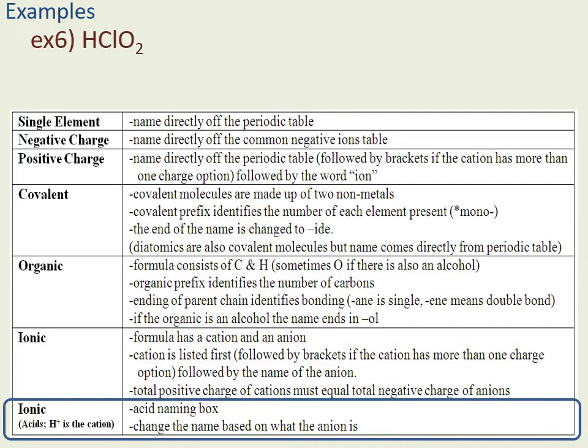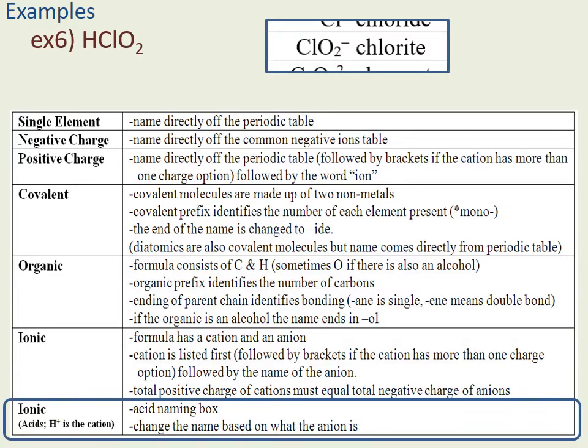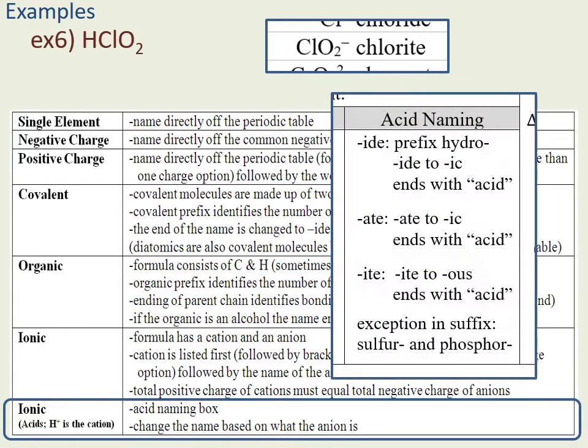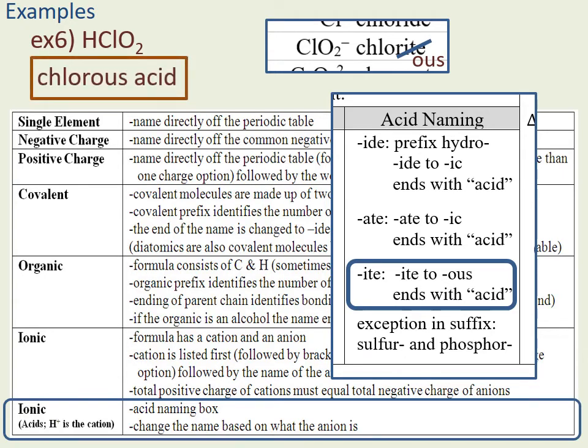H plus mixed with, and I look on my negative list on my data table, I find ClO2 minus, which is chlorite. So I have H plus mixed with something on my negative list. It is for sure an acid. So I have to use my acid naming rules. Chlorite ends in ite. So when I have something that ends in ite, I cross out the ite and change it to us. And that will give me chlorous acid because it says change ite to us and end with the word acid.